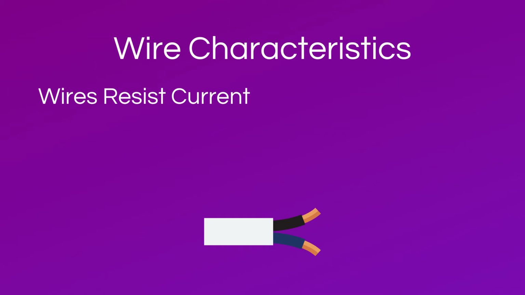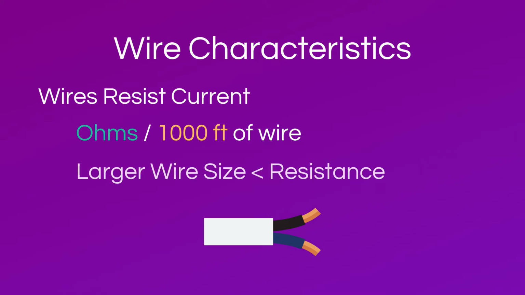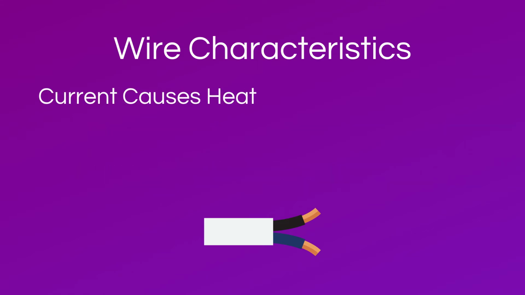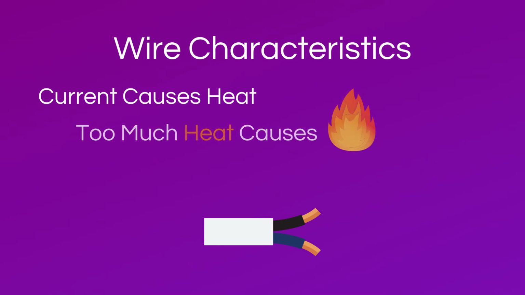Wires have certain characteristics based on their size. All wires provide a resistance to current. This resistance is measured in ohms per 1,000 feet of wire. When the wire size increases, the amount of resistance the wire produces decreases because electrons have a larger area to flow through. Current flowing through a wire causes heat.